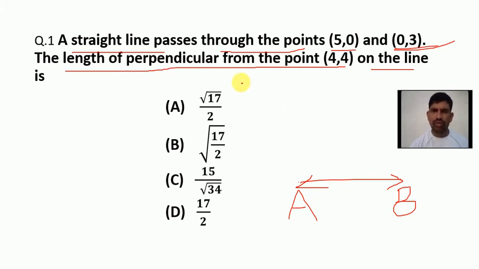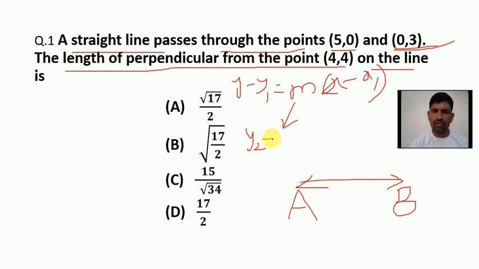Suppose we are given 2 points, we have the formula y minus y1 is equal to m into (x minus x1). What is m actually? That is the slope of the straight line. How can we find it? Suppose 2 points are given, the formula for slope is m equals (y2 minus y1) by (x2 minus x1).